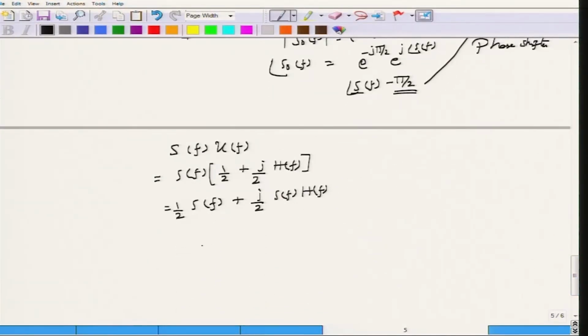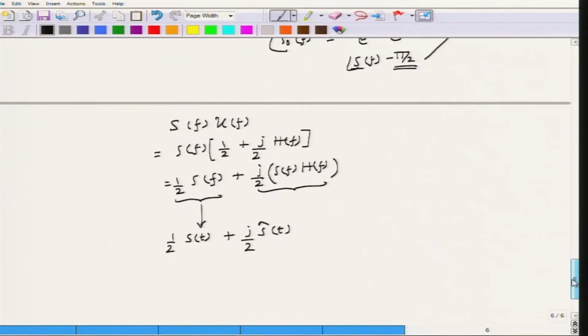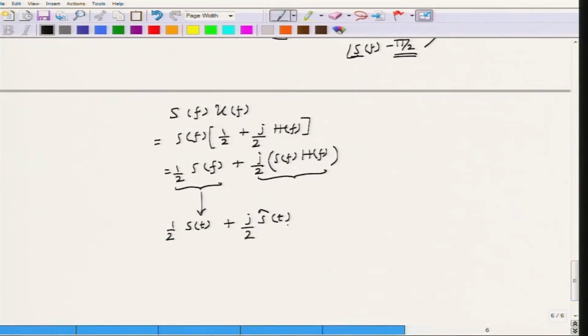If I now go to the time domain representation, by taking the inverse Fourier transform, what I get is half into S of t, and this will be a complex signal, which we will write by putting a cap over s. This is called the Hilbert transform of the signal s of t. Therefore, the signal that I am obtaining right after the multiplication by u of f is the complex signal. This is called the analytic signal.